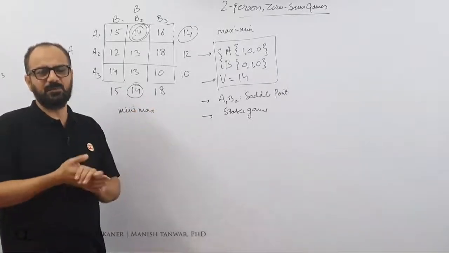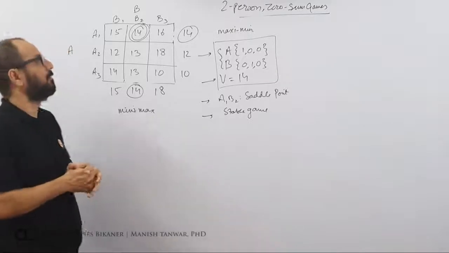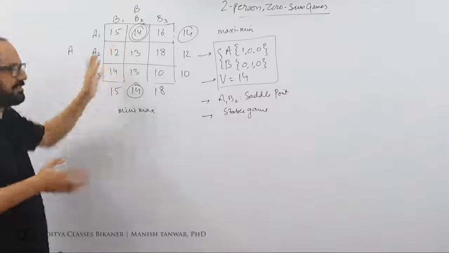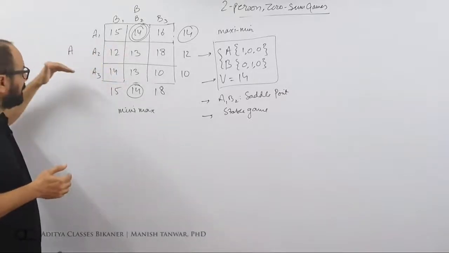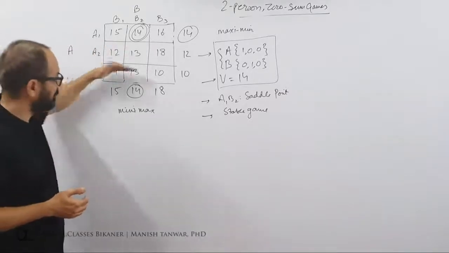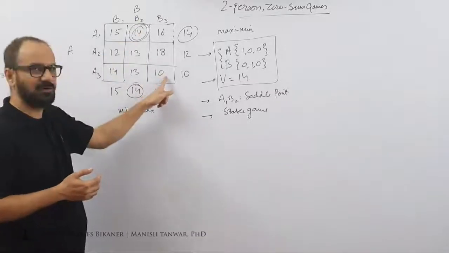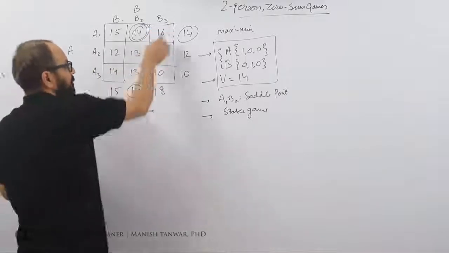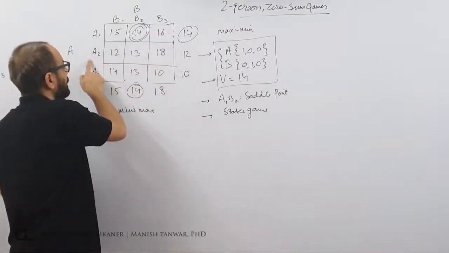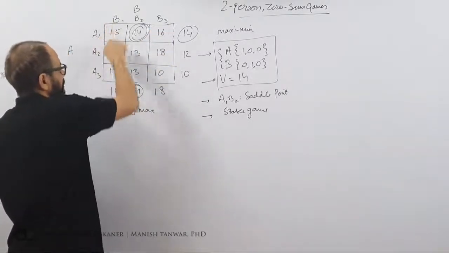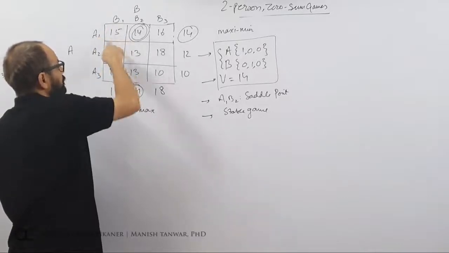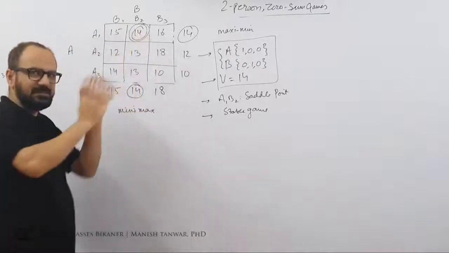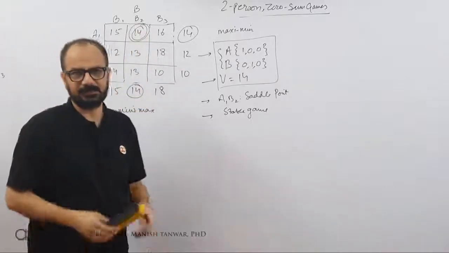Up till this point, we were trying to understand what is a two-person zero sum game, what are these strategies, how these strategies switch, how A takes a call looking at these payoffs, B takes a call looking at these payoffs. From 18, A goes to A2. If A goes to A2, B jumps to 12. If B jumps to 12, A jumps to 15. If A jumps to 15, B jumps to 14. So this is how it switches between the players.